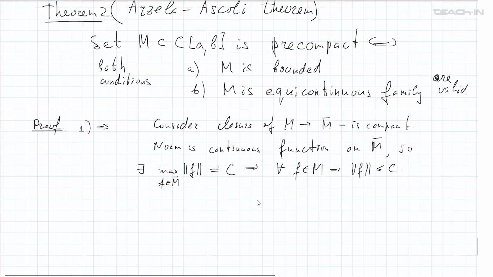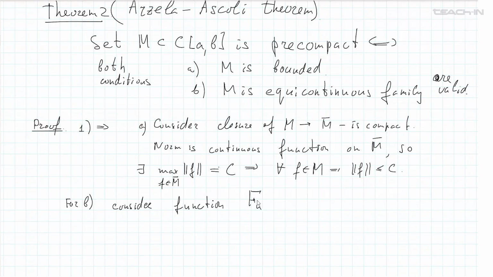And second, so it is A. For B, consider functions f capital N on overlined M. By definition, I construct this function as follows: the supremum over x minus y less than 1 over n of f(x) minus f(y), that's all.